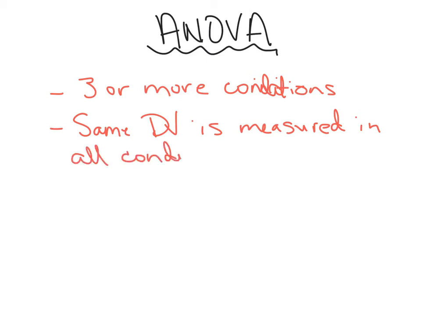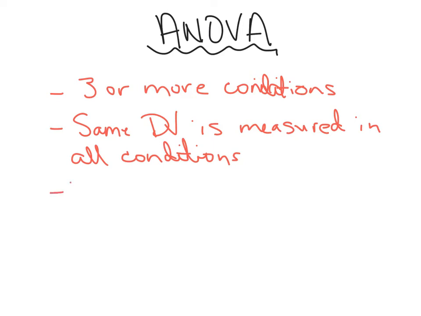So maybe I'm looking at, let's see, aggression levels in 3 age categories. So maybe I'm looking at pre-adolescent, adolescent, and post-adolescent. And I'm looking at aggression levels in all 3 of those conditions. So I'm going to be measuring aggression in every one of those conditions. So that's the dependent variable, and it'll be measured in all 3.